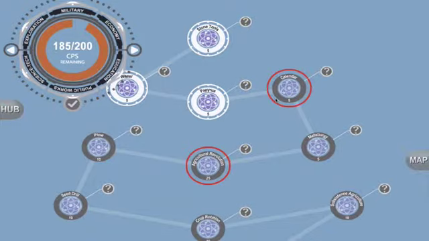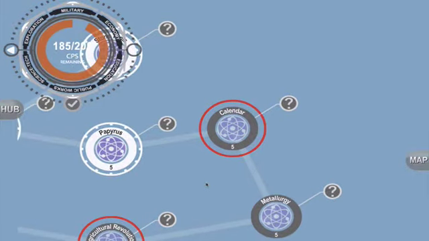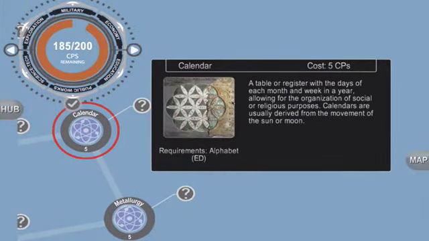When I arrive at an advancement, like calendar here, that has a red ring around it, I'll notice that I am not able to purchase that item. I'm clicking right now and it's not allowing me to purchase it, although I purchased the item before it. If I click on the question mark here, I will see a picture of the advancement, a brief description, but also here that this has a requirement. It says requirement alphabet in education. And that means that before I can purchase calendar, I'll have to purchase the alphabet in education.